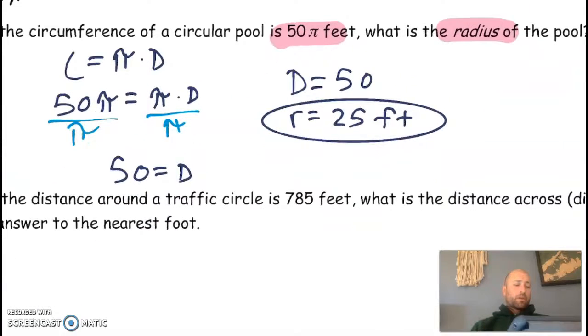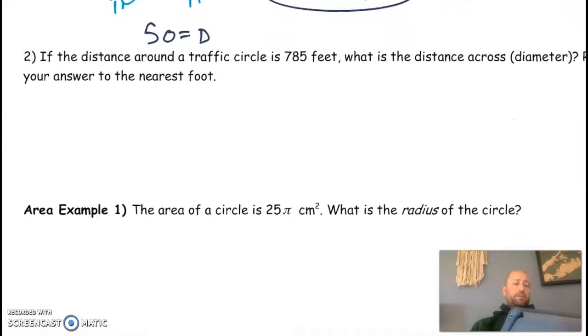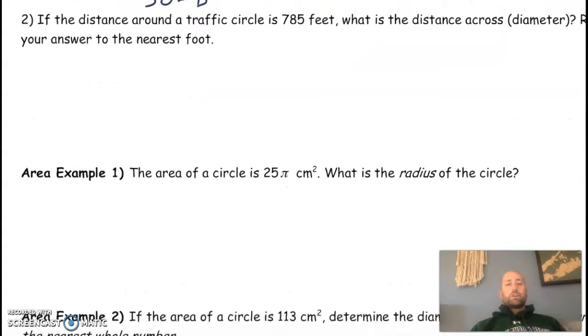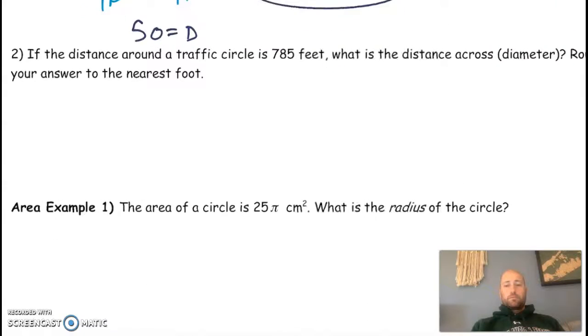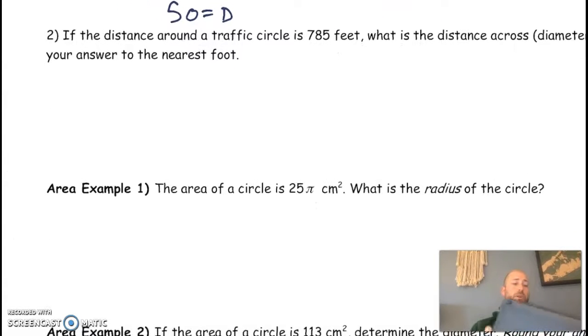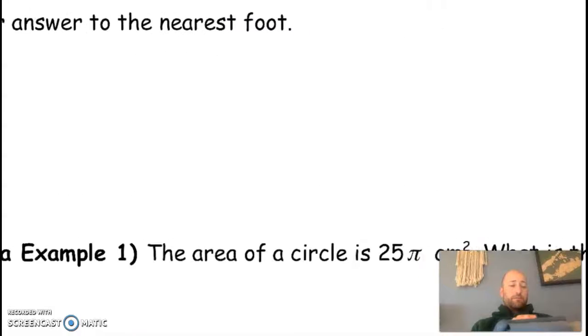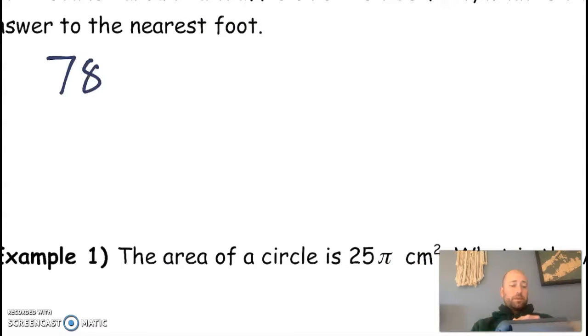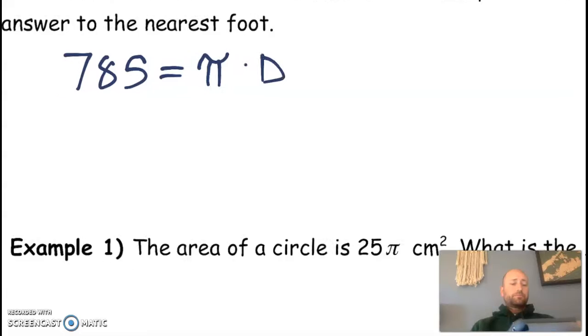Okay. So you're going to try number two now. Oh, there we go. You're going to try number two. Okay, the distance around a traffic circle is 785 feet. 785 is equal to pi times diameter.